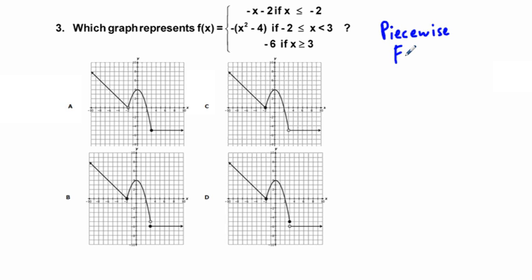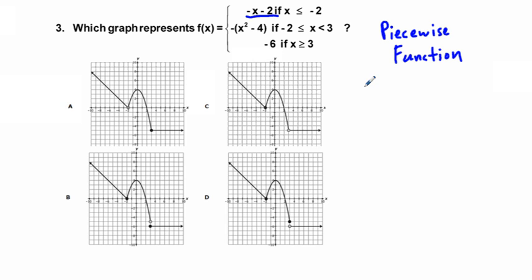A piecewise function is really where you have different function rules that represent different parts of the domain of a function. In this instance, we're given which graph represents f of x, and we have 3 different function rules. This first one here, negative x minus 2, applies for x values of less than or equal to negative 2. And negative quantity x squared minus 4 if x is greater than or equal to negative 2 but less than 3, and negative 6 if x is greater than or equal to 3.